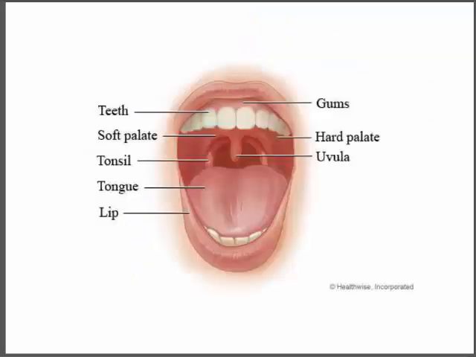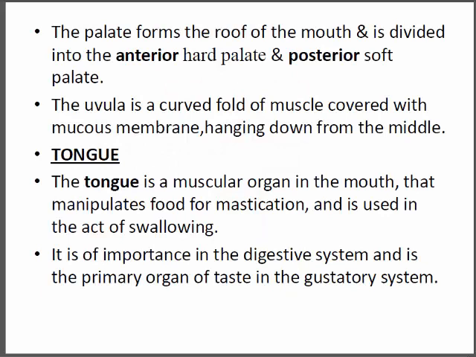And this is a diagram of the mouth. It consists of teeth, soft palate, tonsil, tongue, lip, then gums supporting the teeth, one hard palate for protection, and one uvula. The palate forms the roof of the mouth and is divided into the anterior hard palate and the posterior soft palate.